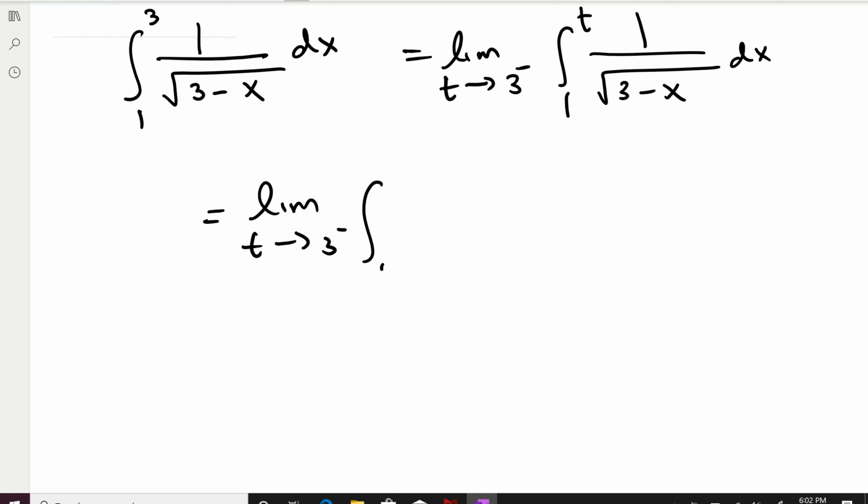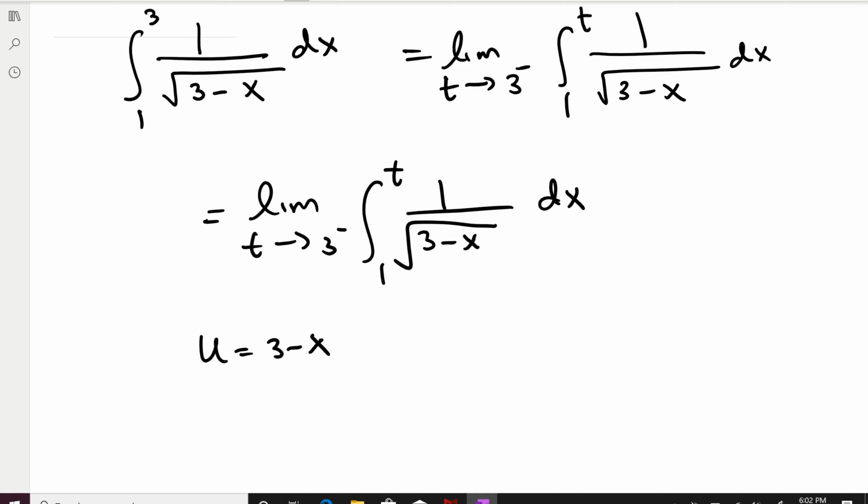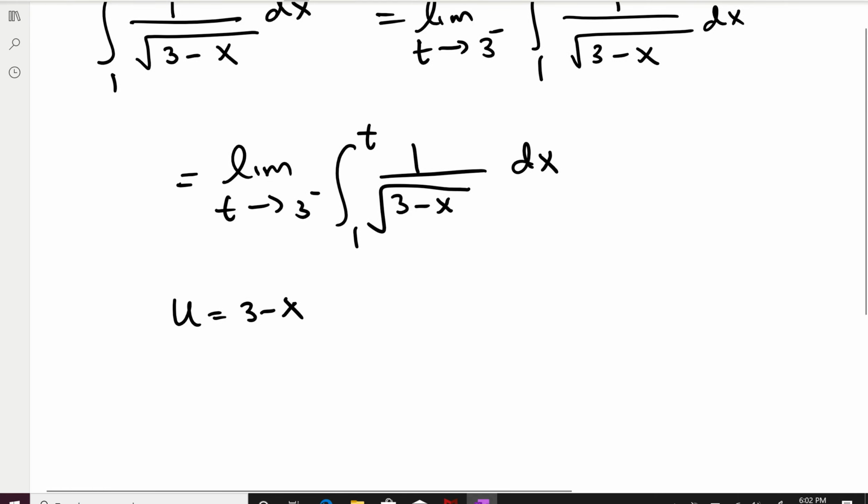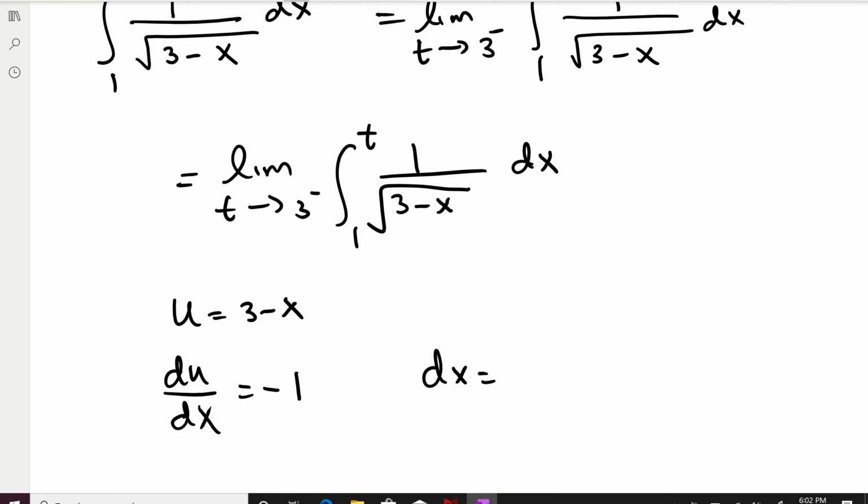Right. So, how do we integrate 1 over square root 3 minus x? There are several ways. There's an easy way and there's a harder way. What I would do is use integration by substitution. My substitution is going to be u equals 3 minus x, not square root 3 minus x, just 3 minus x, because then du over dx is going to be minus 1. So, that means dx is going to be minus du. Okay. Let's see what we get.